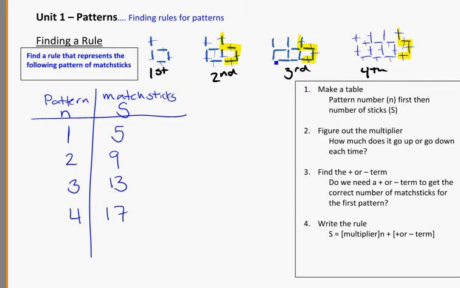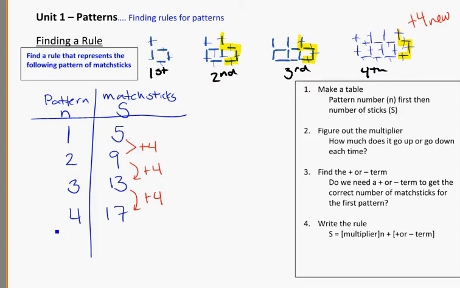So what I've highlighted here is the new matchsticks that were added on each time, and you'll notice for all four of these patterns, really, the new matchsticks added on was how many each time? Well, it was 4 new, so plus 4 new matchsticks each time. And if you look at this table as well, what do you notice here? 5 plus 4 gets you 9. 9 plus 4 will get you to 13. And 13 plus 4 will get you to 17.